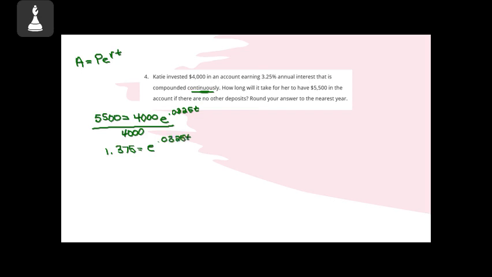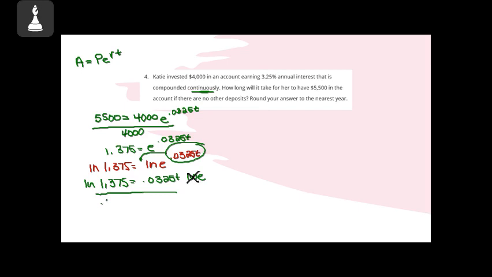Now, we have an E exponential. So for this one, I should use natural log to make sure that I'm canceling out the E. So natural log 1.375 equals natural log E to the 0.0325t. Once we log both sides, the power comes down front. So natural log 1.375 equals 0.0325t times the natural log of E. Well, that works out really nice because the natural log of E is just 1, and that cancels out. So all I have left to do to solve for t is to divide by 0.0325.